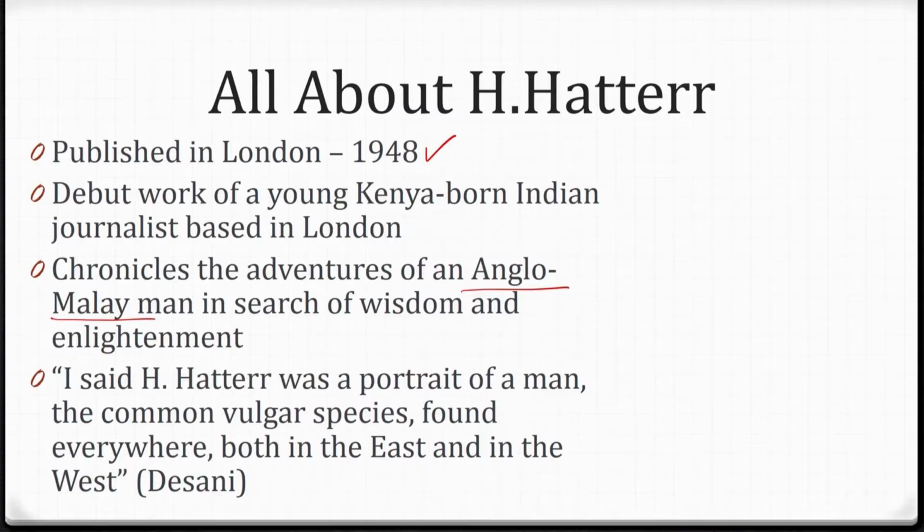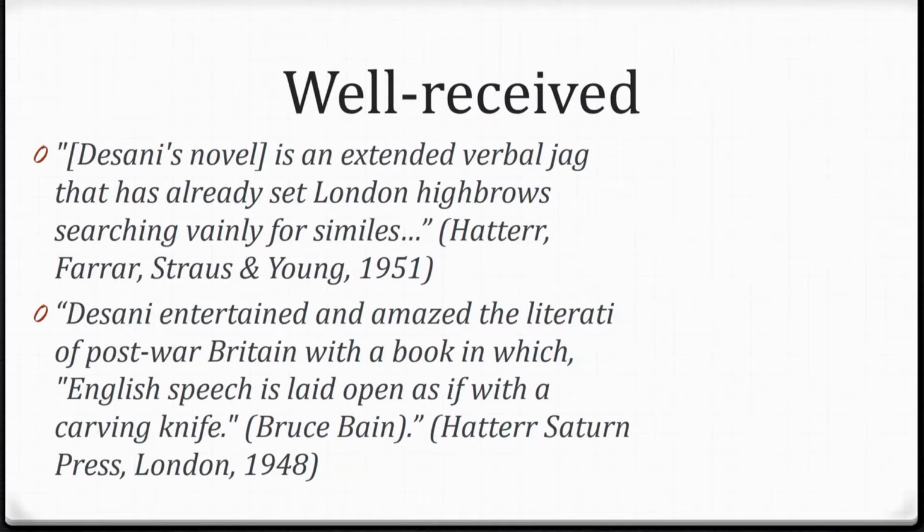Desani himself has said about Hatterr that he was a portrait of a man, the common vulgar species found everywhere, both in the East and in the West. Neither the novel nor the author Desani makes any deliberate attempt to locate this character in a particular nation or in a particular place. So, he continues to be seen throughout the novel as a rather rootless individual who is experimenting with various kinds of truths.